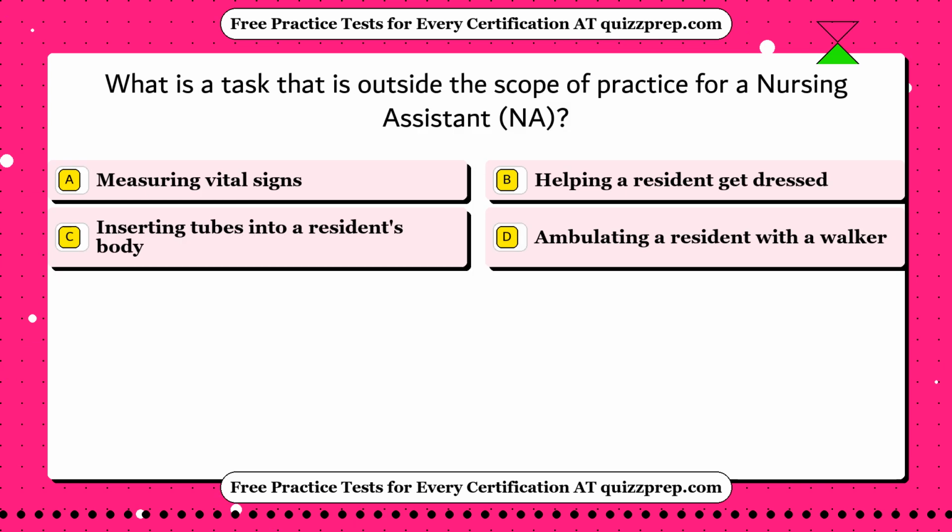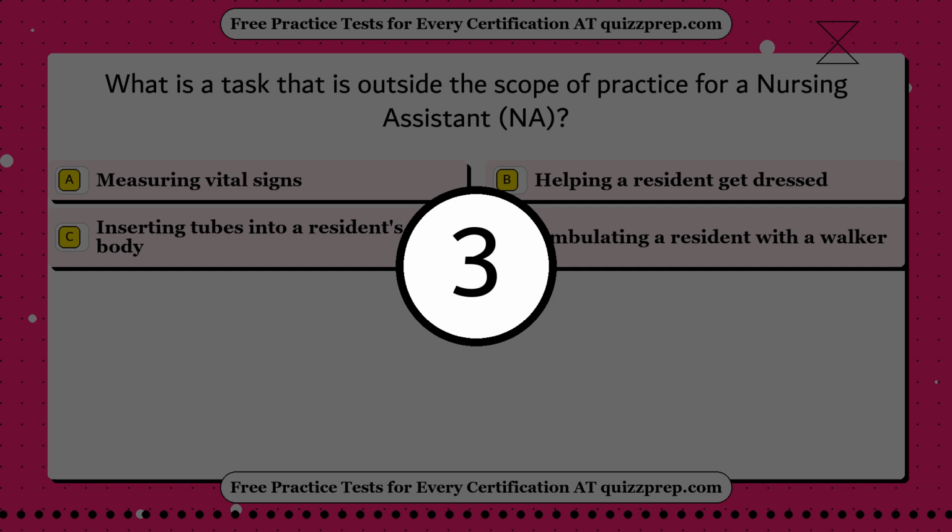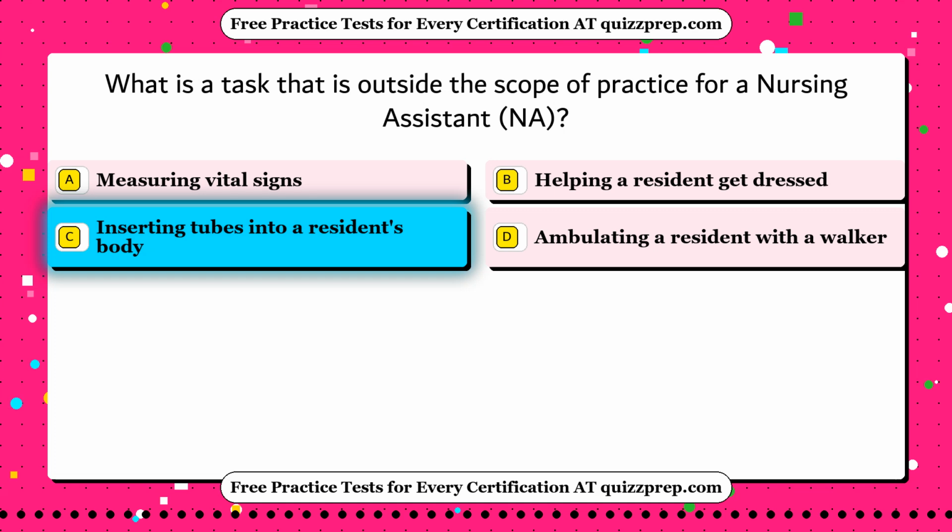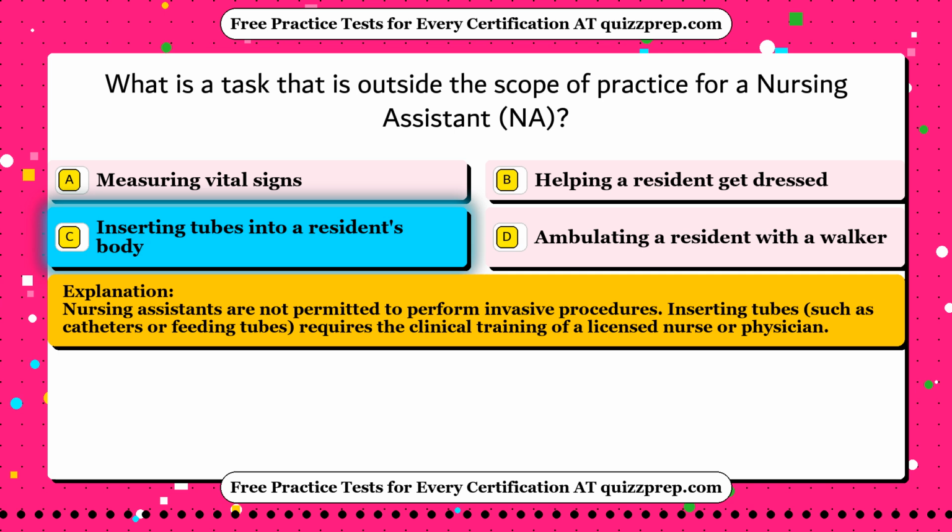Question 64. What is a task that is outside the scope of practice for a nursing assistant, NA? Option A, measuring vital signs. Option B, helping a resident get dressed. Option C, inserting tubes into a resident's body. Option D, ambulating a resident with a walker. The correct answer is option C, inserting tubes into a resident's body. Nursing assistants are not permitted to perform invasive procedures. Inserting tubes, such as catheters or feeding tubes, requires the clinical training of a licensed nurse or physician.